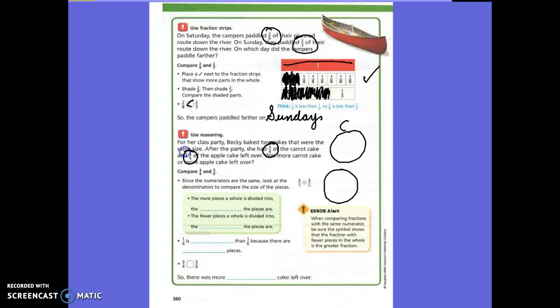3/4 or 3/6? I'm asking for 3/4. Yes, the bottom number tells you what it's split into. You split it into fourths, not the top. The top number doesn't tell you what it's split into. Now, it says that 3/4 of the carrot cake was left over. So how many do I shade? 3.